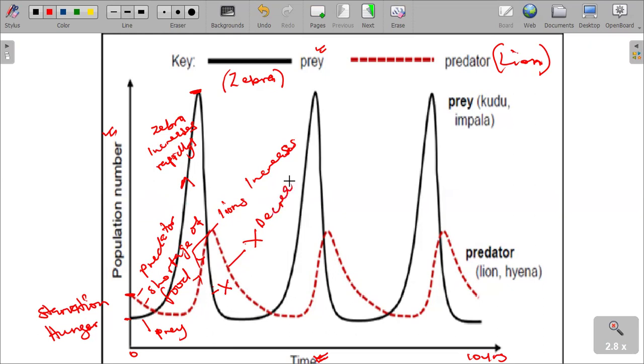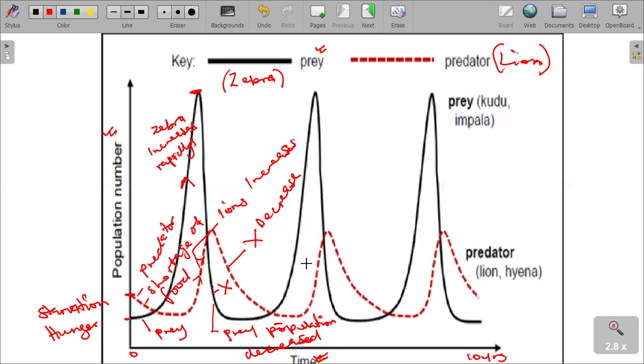They decrease as a result of a decrease in the population of the prey. The prey population is decreased here. As the population of the prey decreases, therefore the predators also decrease. So that is what is happening.